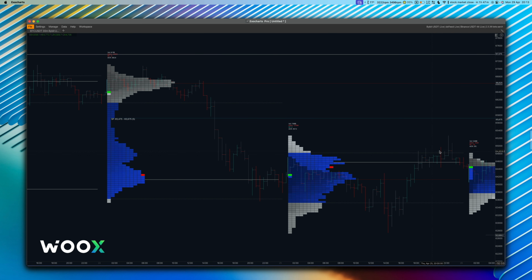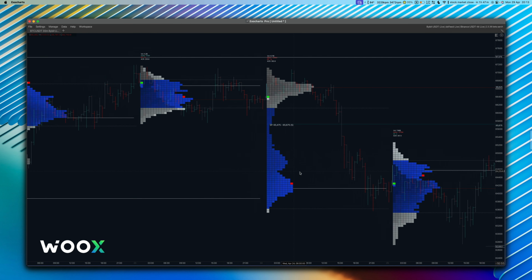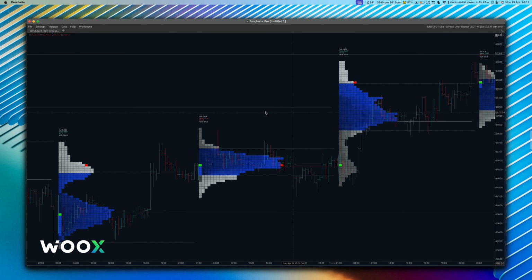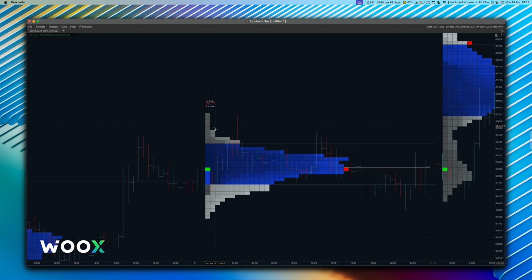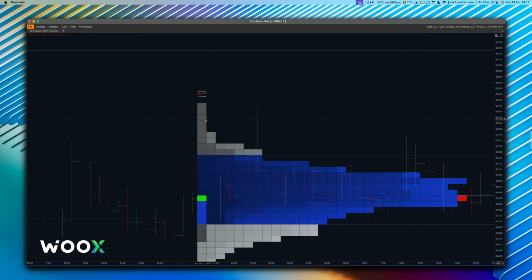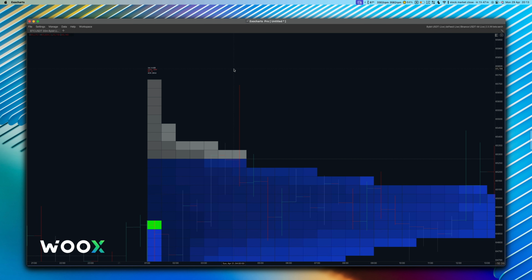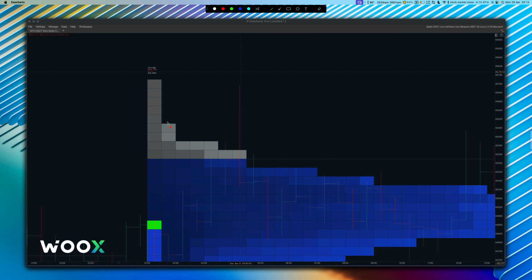Now I don't have these marked out on the chart, but they're essentially at the top and bottom of the profile. For example, up here, they're essentially single prints, but only at the very top and bottom of profiles. So here, for example, 1, 2, 3, 4, this is like a 5 block, and this is a single print slash market selling tail at the top. This is a selling tail.